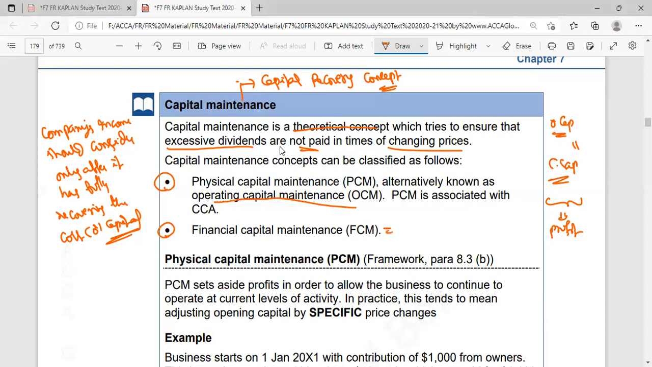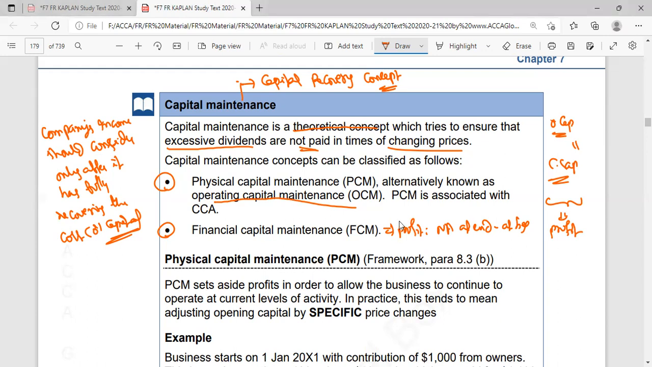So in case of financial capital maintenance, how do we define the profit? Profit is equal to net assets at the end minus net assets at the beginning. This excludes any inflows from or outflows to the owners, such as contributions or distributions, nothing but any additional capital and any withdrawals. Those are all ignored. It can be measured either in nominal monetary units or constant purchasing power units.